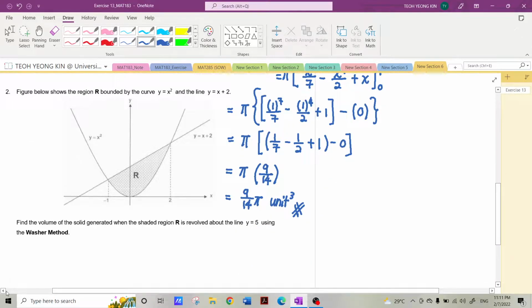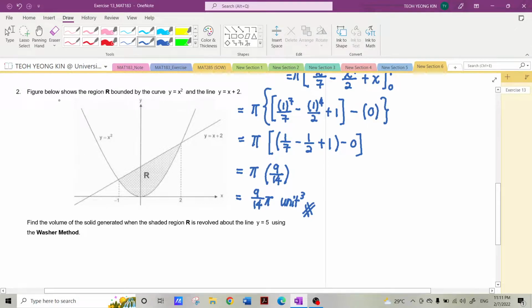Let's move to question number 2. The figure below shows the region R bounded by the curve y equals x squared and the line y equals x plus 2. So here is the bounded region, bounded by the curve y equals x squared and y equals x plus 2. Find the volume of the solid generated when the shaded region R is revolved about the line y equals 5.